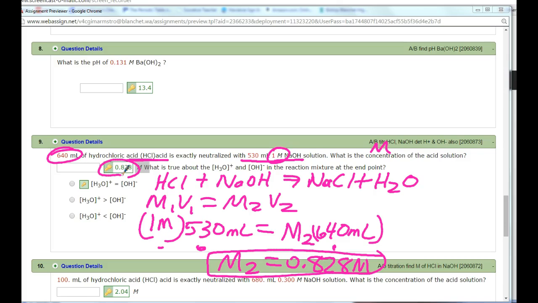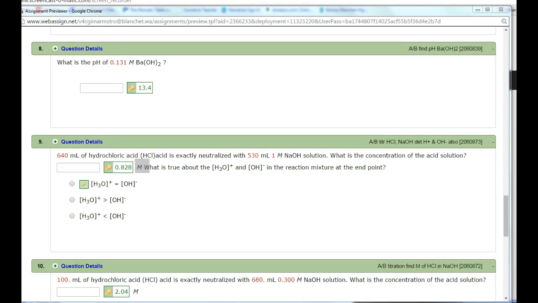Let's look at question number 10. Oh, I didn't answer that part. It was neutralized, so that means the acid parts, which is H3O, equal the base parts.